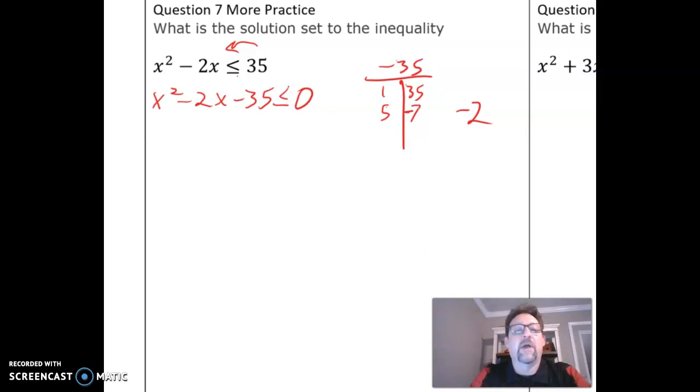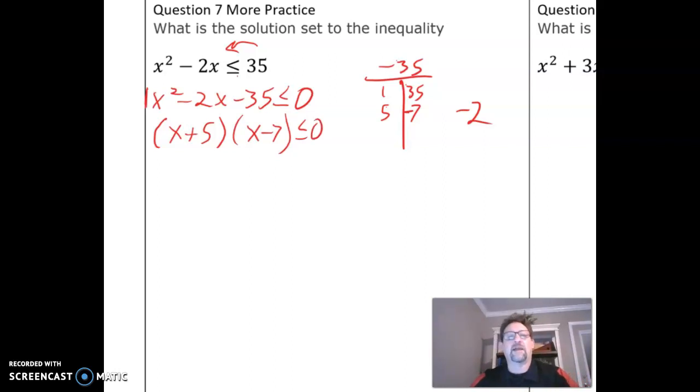Since a is 1, we don't have to do the whole factor by grouping thing. We can just go x plus 5 and x minus 7 is less than or equal to 0. So we factored it. Now we need to find our two roots. So the roots are just going to be when it's equal to that, right?